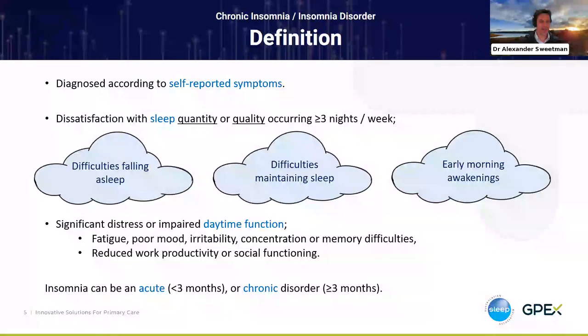But in addition to these sleep symptoms, we know that insomnia can cause significant distress or impaired functioning during the day as well. So some of the more frequent daytime symptoms are feelings of fatigue, poor mood, irritability, or concentration or memory difficulties. And as Nick said, insomnia can present either as an acute condition when it occurs for less than 3 months, or a chronic disorder for 3 months or more.